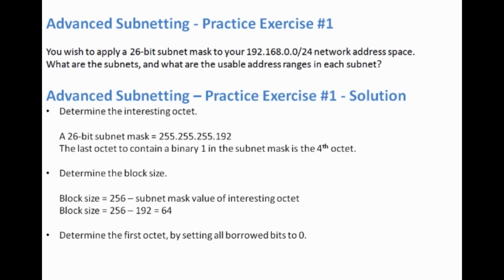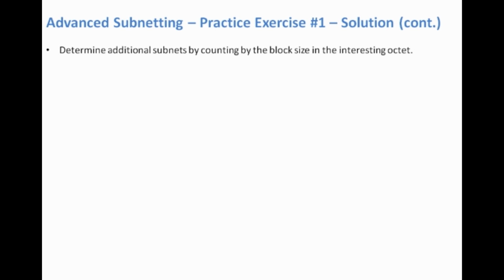Let's see what the first subnet is. We're going to set all the borrowed bits to a 0. That's going to give us 192.168.0.0/26. Now we can start counting by the block size in the interesting octet, and that's going to give us, well, we know the first network, 192.168.0.0, but as we start counting by the block size, now we have 192.168.0.64. You see, we're counting by the block size in the interesting octet. So that fourth octet then becomes 128 and 192.